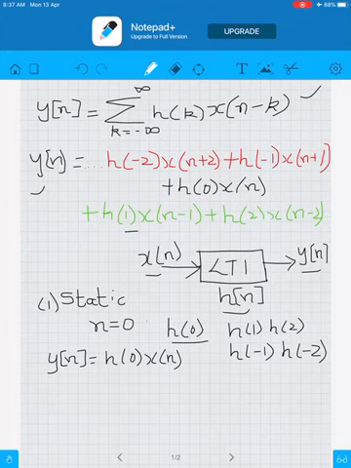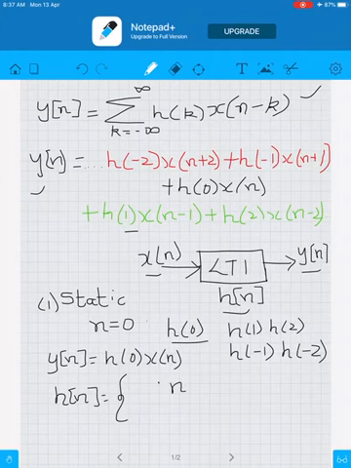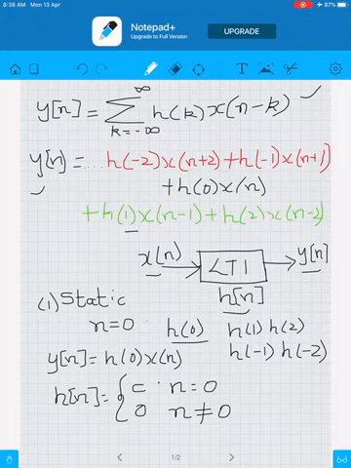H of 0 may be any constant, say c. So y of n will be in the form of c into x of n. So what am I trying to tell? H of n should be present only at n equal to 0, and for n not equal to 0 it should be equal to 0, and at n equal to 0 it can have any value, which is c. This is nothing but the definition of an impulse function.